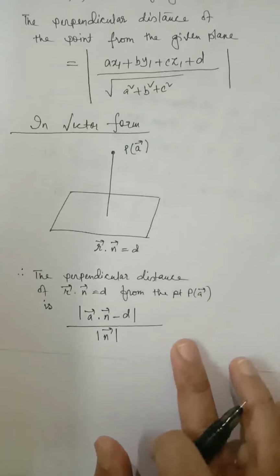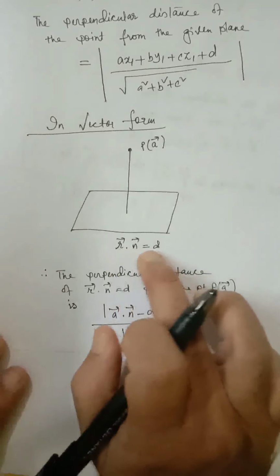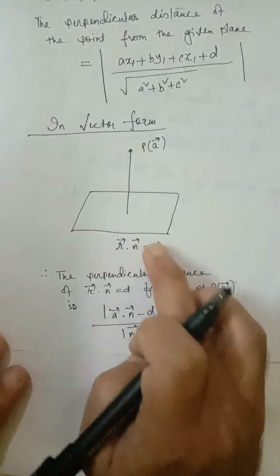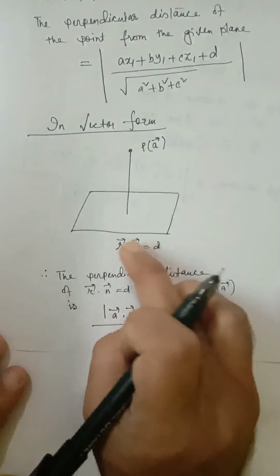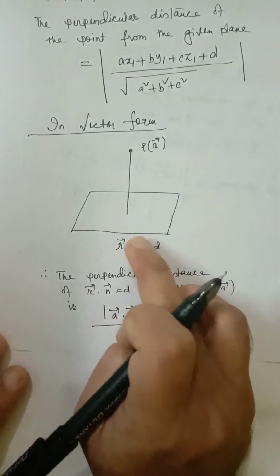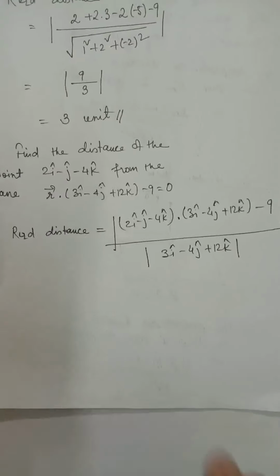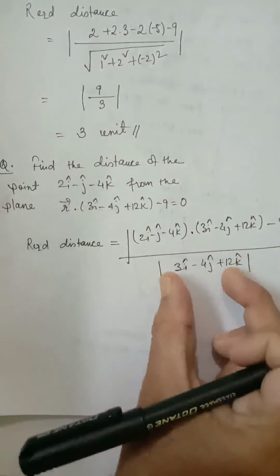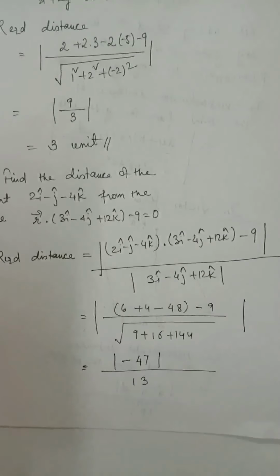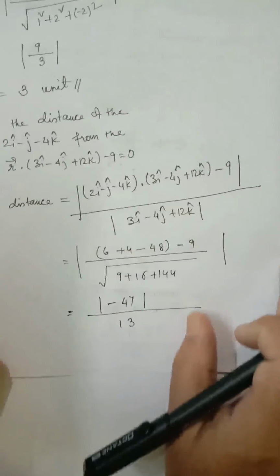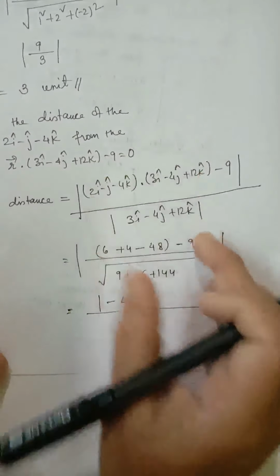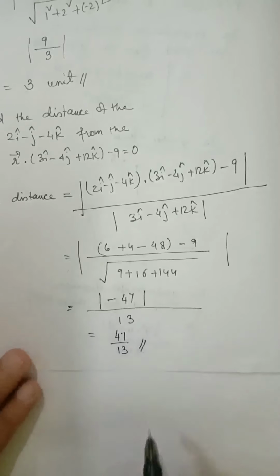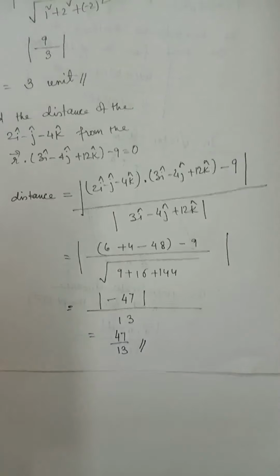Here I have actually used this particular formula. This is the equation of the plane. This is the given point. We have to replace r vector by a vector. So (a dot n minus d) by modulus of n vector. So I have replaced r vector by this point, divided by modulus of n vector. Now you have to calculate. And so by taking the dot product and after simplification, we get the distance between the point and the plane is 47 by 13 units.